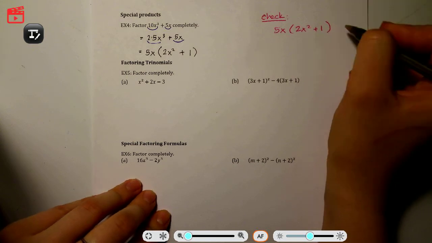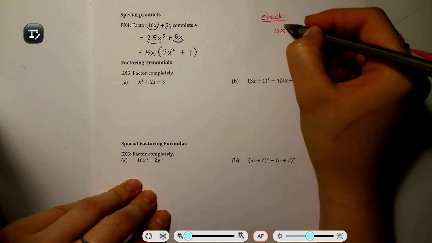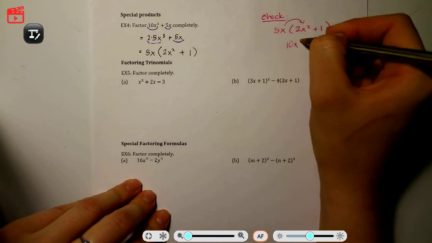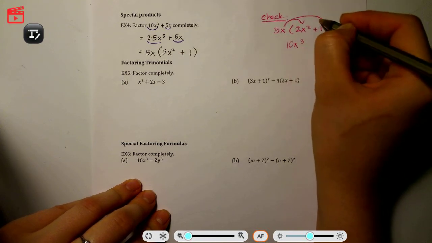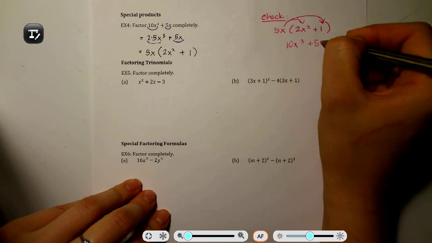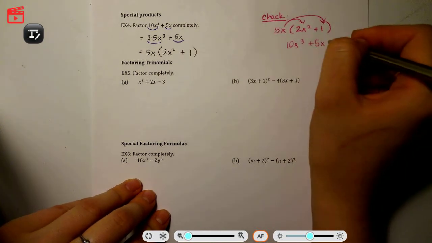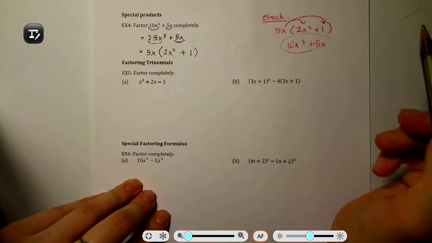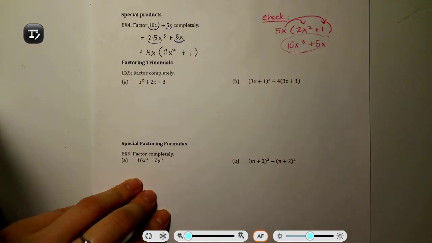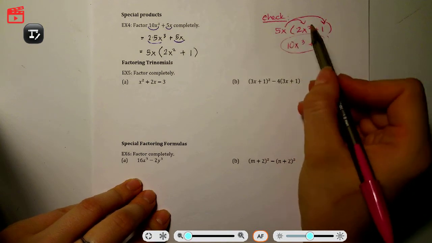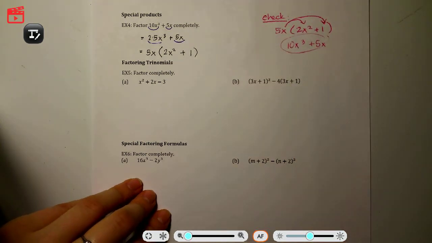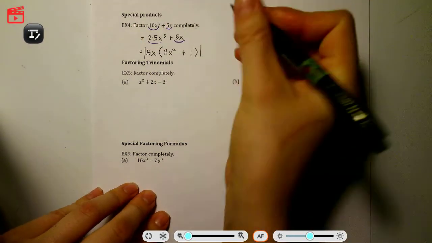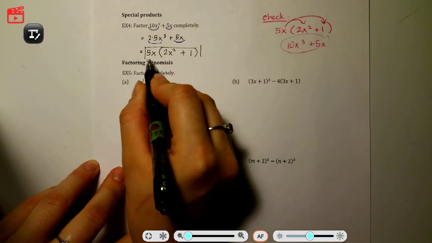Okay, so let's check. Multiply it out. 5x times 2x squared is going to be 10x cubed. And then 5x times 1 is going to be 5x. Is that what we started with? Yep, it is. Okay, so we factored correctly. So if you want to check your answer, you just go ahead and use the distribution property and you can check to make sure you factored correctly. Okay, so since we factored correctly, let's go ahead and proudly box our answer. And there we go.